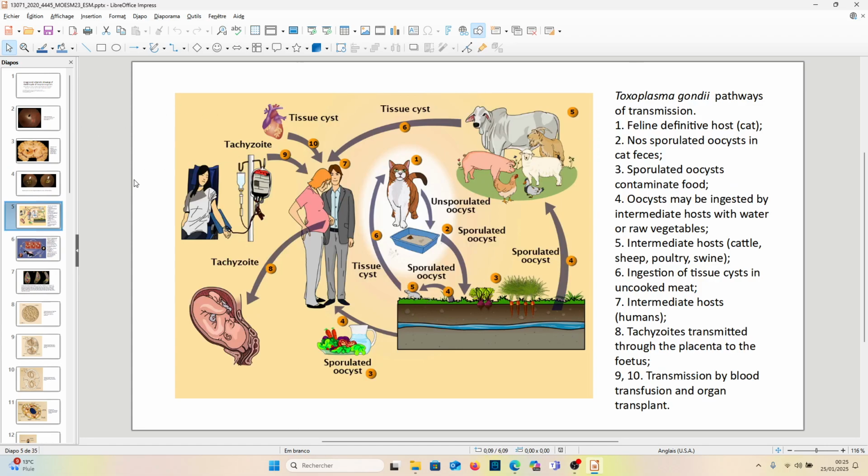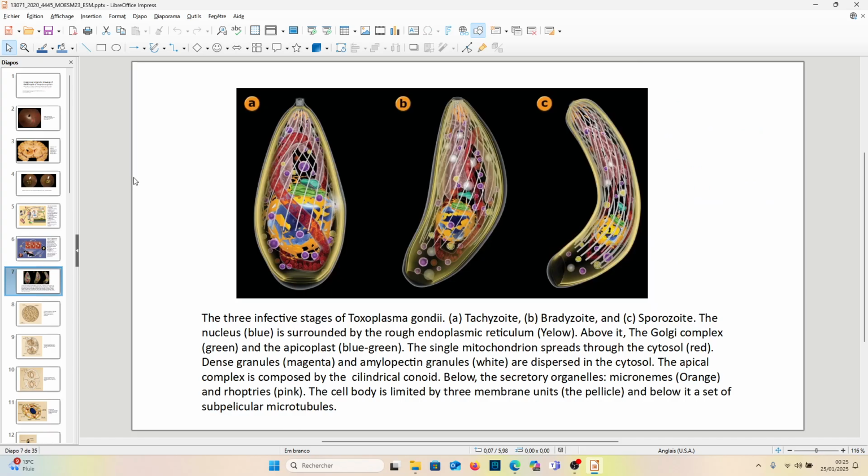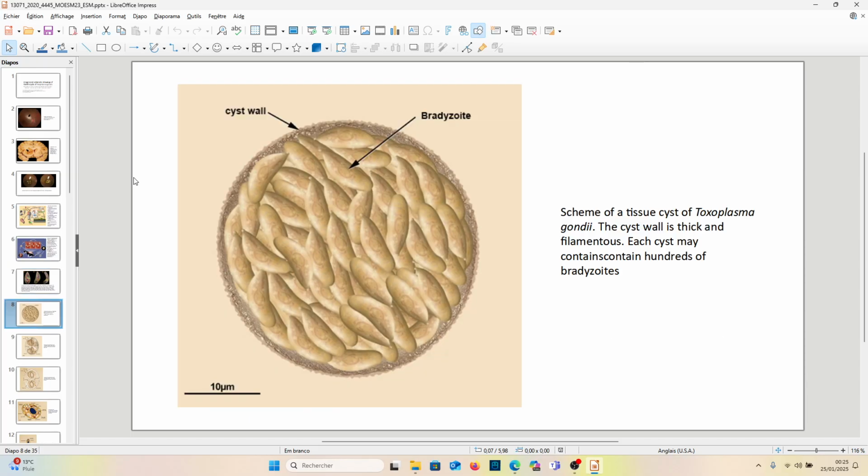Là on voit le cycle. Ils nous ont aussi donné 2 vidéos que je vais vous passer après. Donc on voit ici tachyzoïdes, bradyzoïdes, sporozoïdes, différentes formes de ce petit protozoaire et qui lui permettent de se promener. Alors ici on a ce qu'on appelle un kyste, c'est-à-dire qu'il s'installe et il se met une protection autour.